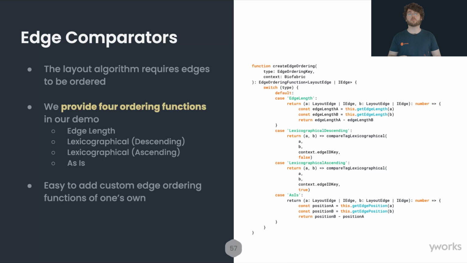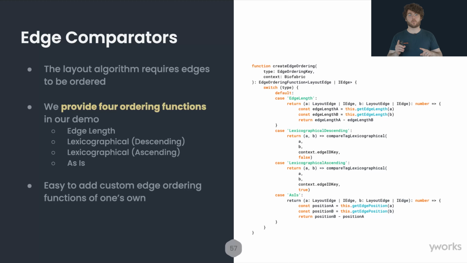Similarly, we've made available 4 edge comparators for you to start with. First, edge length, which is fairly self-explanatory. Lexicographical descending and ascending, similar to the node labels. And then as is, which keeps everything in place. Again, it's very easy to add your own if you want to.